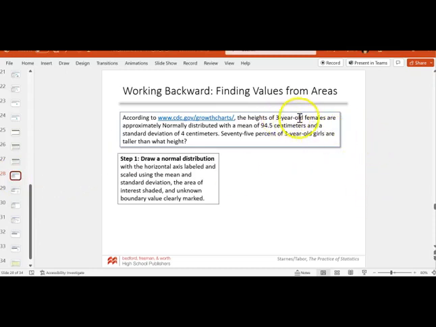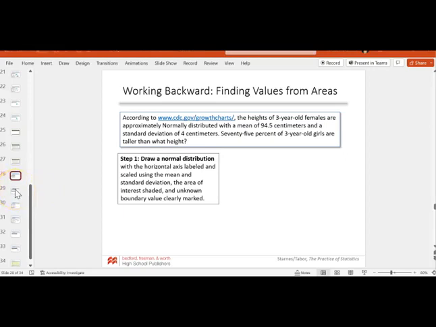We know that heights of 3-year-old females are approximately normally distributed. They have a mean of 94.5 and a standard deviation of 4. 75% of 3-year-old girls are taller than what height? Okay, so we're essentially trying to find the 75th percentile here, okay? Or excuse me, really it would be the 25th percentile.